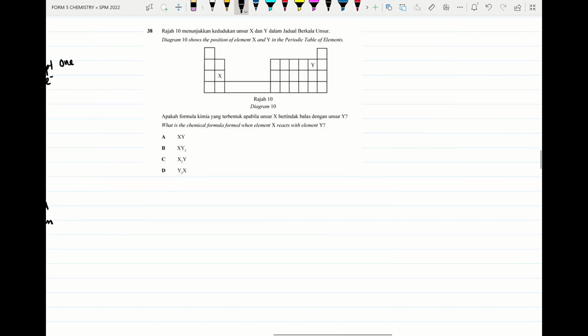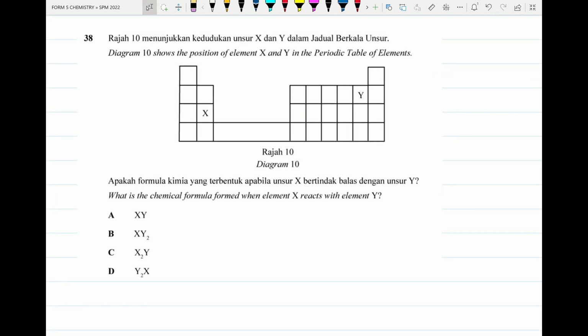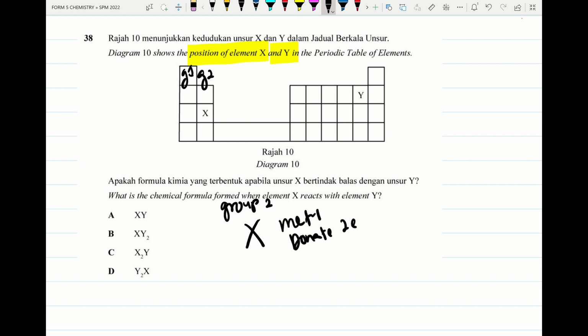So we move on to the next question. Look at this question. This question shows the position of elements X and Y in the periodic table. We check, this is group 1, this is group 2. So element X is from group 2. Please remember group 2 elements are known as metals. They will donate two valence electrons, so X will form a 2+ ion.